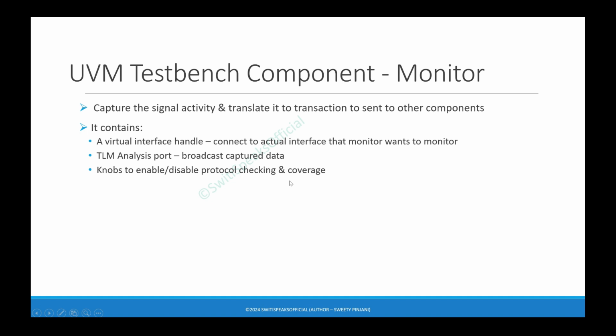Say for example, I have a design which has two USB ports. One is version 2.0, one is version 3.0. And say for example, I want to now run a test for USB 2.0. So that time I can disable the protocol checking from USB 3.0 and just enable for 2.0. Like this, however you want your test to work, whatever is the requirement, you can enable and disable your protocol checking and coverage as per your requirement. This facility is available inside your monitor.